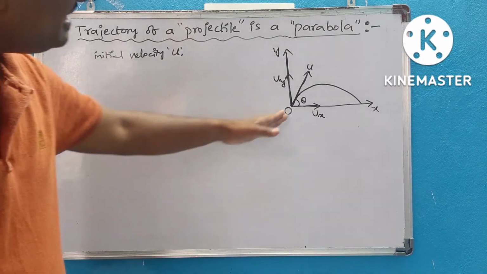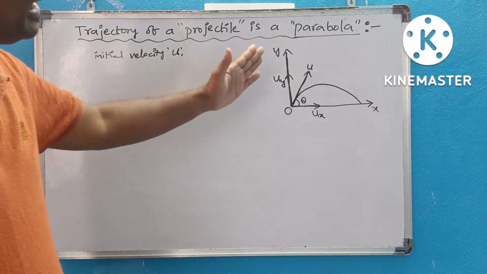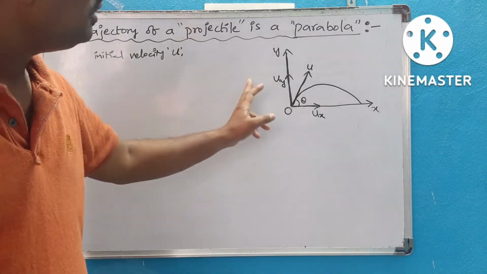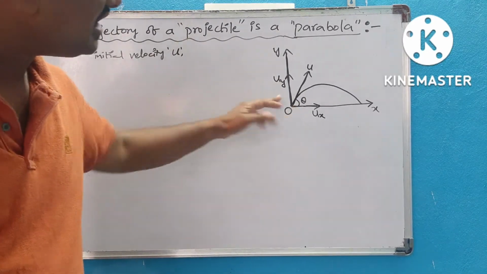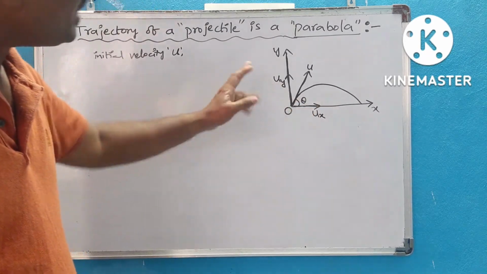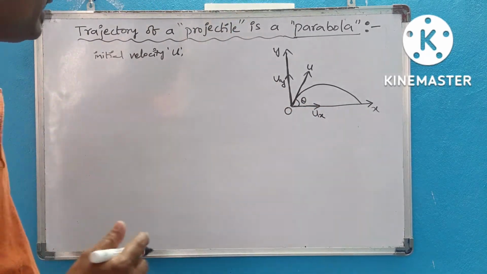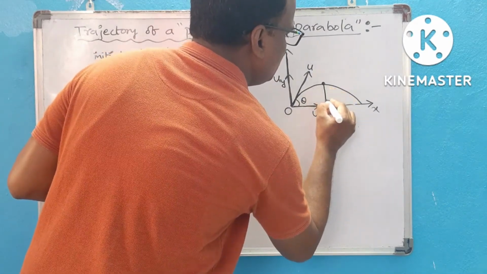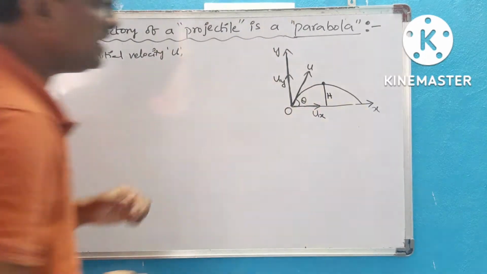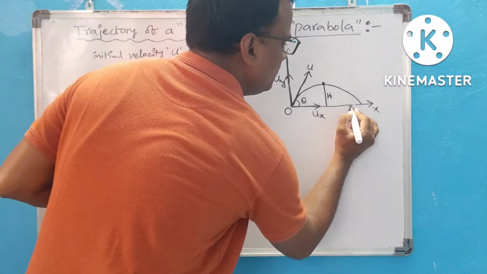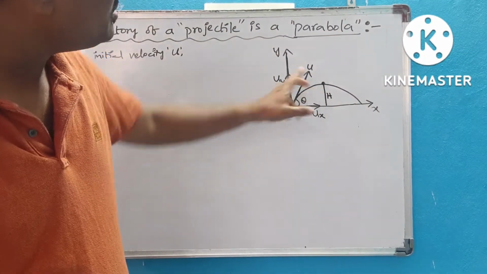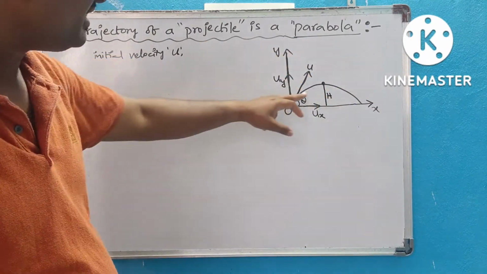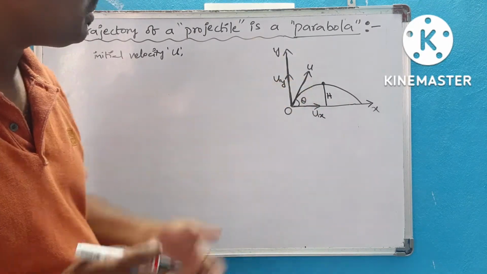So this resultant velocity u can be divided into two components. One is the horizontal component ux, another is the vertical component uy. This point is the maximum height point of the parabola, the maximum height reached by the projectile.